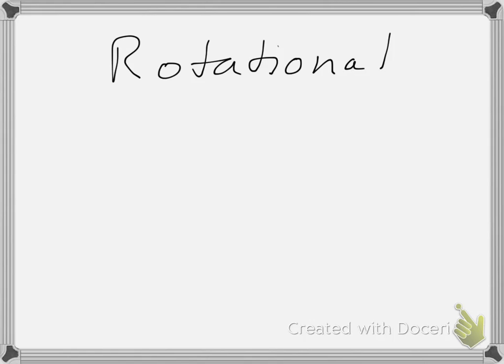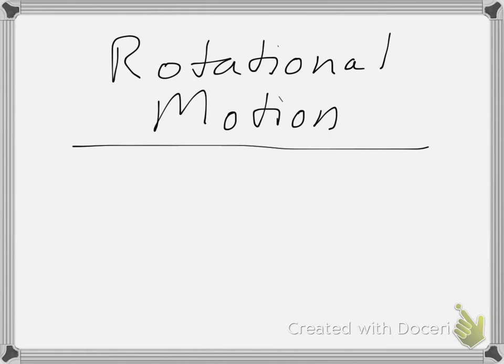Now we want to talk about rotational motion. And this is the type of motion that occurs when an object moves in a circle or a curve. And for our purposes, we're going to assume only circular, okay?